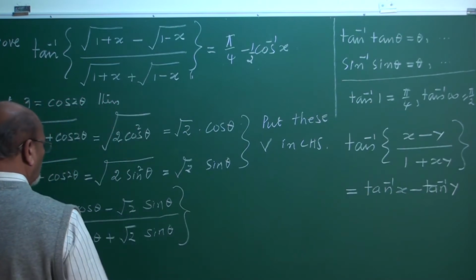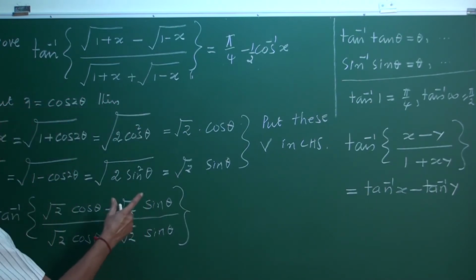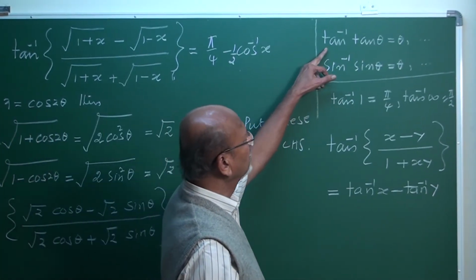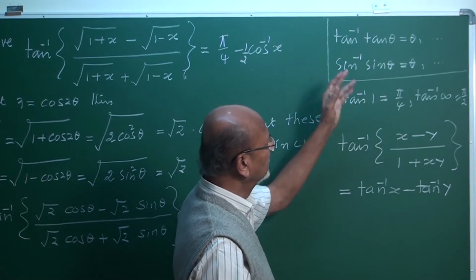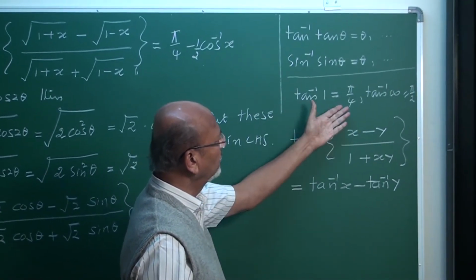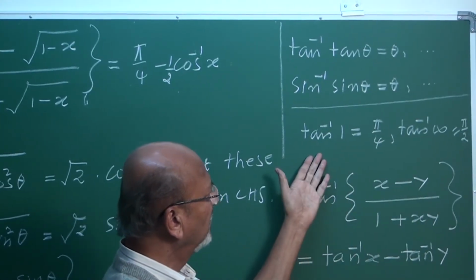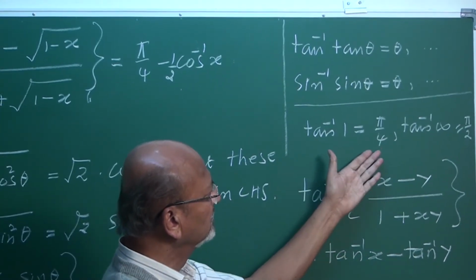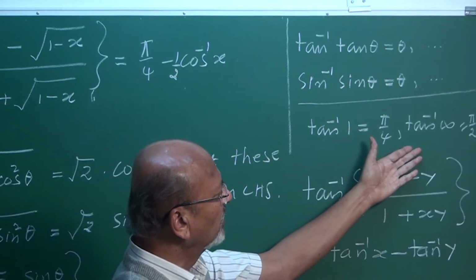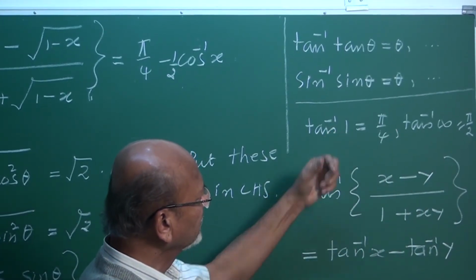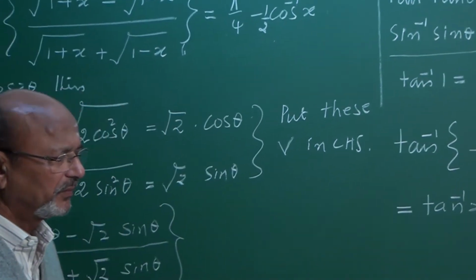Then we wanted these to be in terms of tan. Why? Outside is tan inverse, so we can make use of this property: tan inverse of tan theta is theta. Even these: tan inverse 1 is pi by 4, tan inverse infinity is 90 degrees, tan inverse root 3 is 60, pi by 3, 1 by root 3 is 30 degrees. You know all such things. Superman is this: tan inverse 1 is pi by 4.